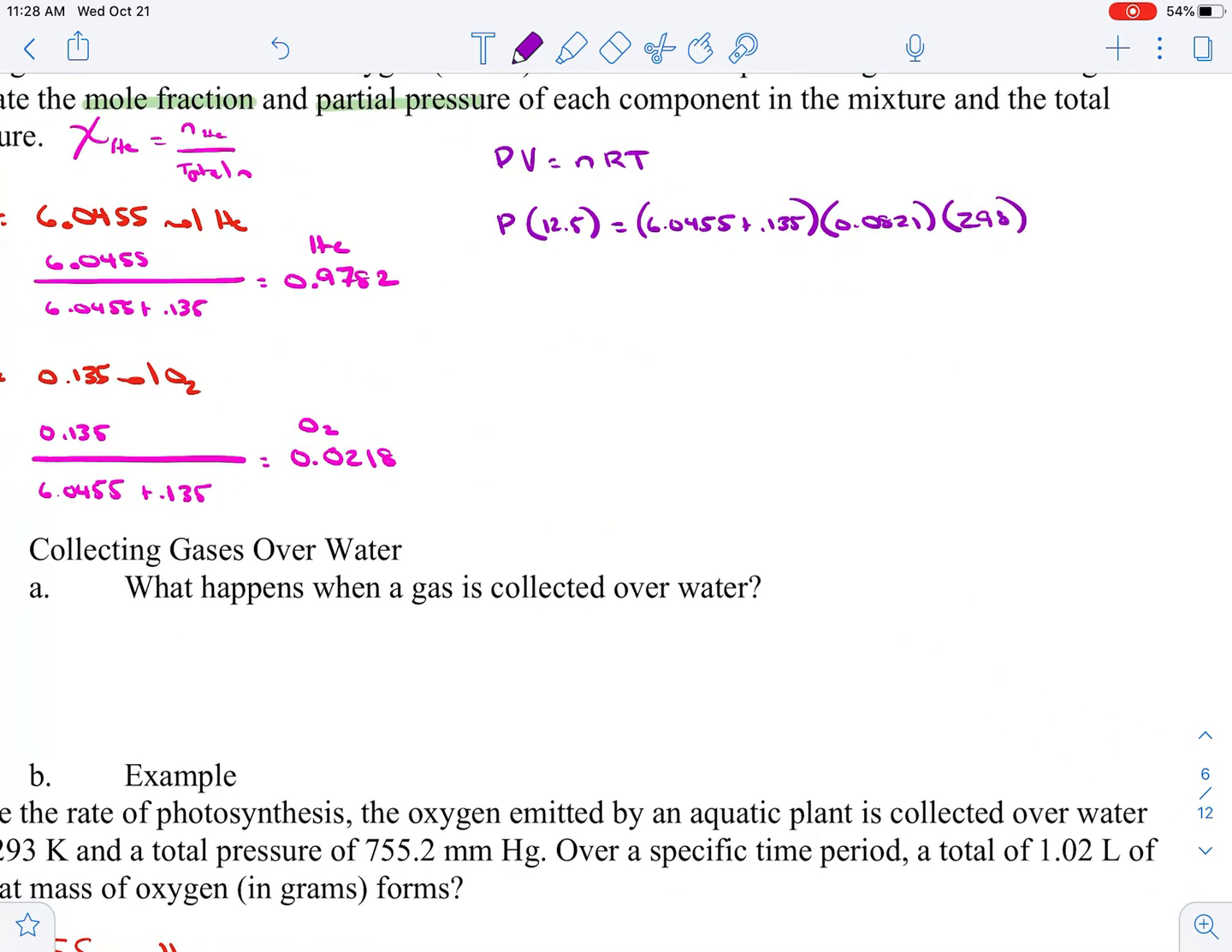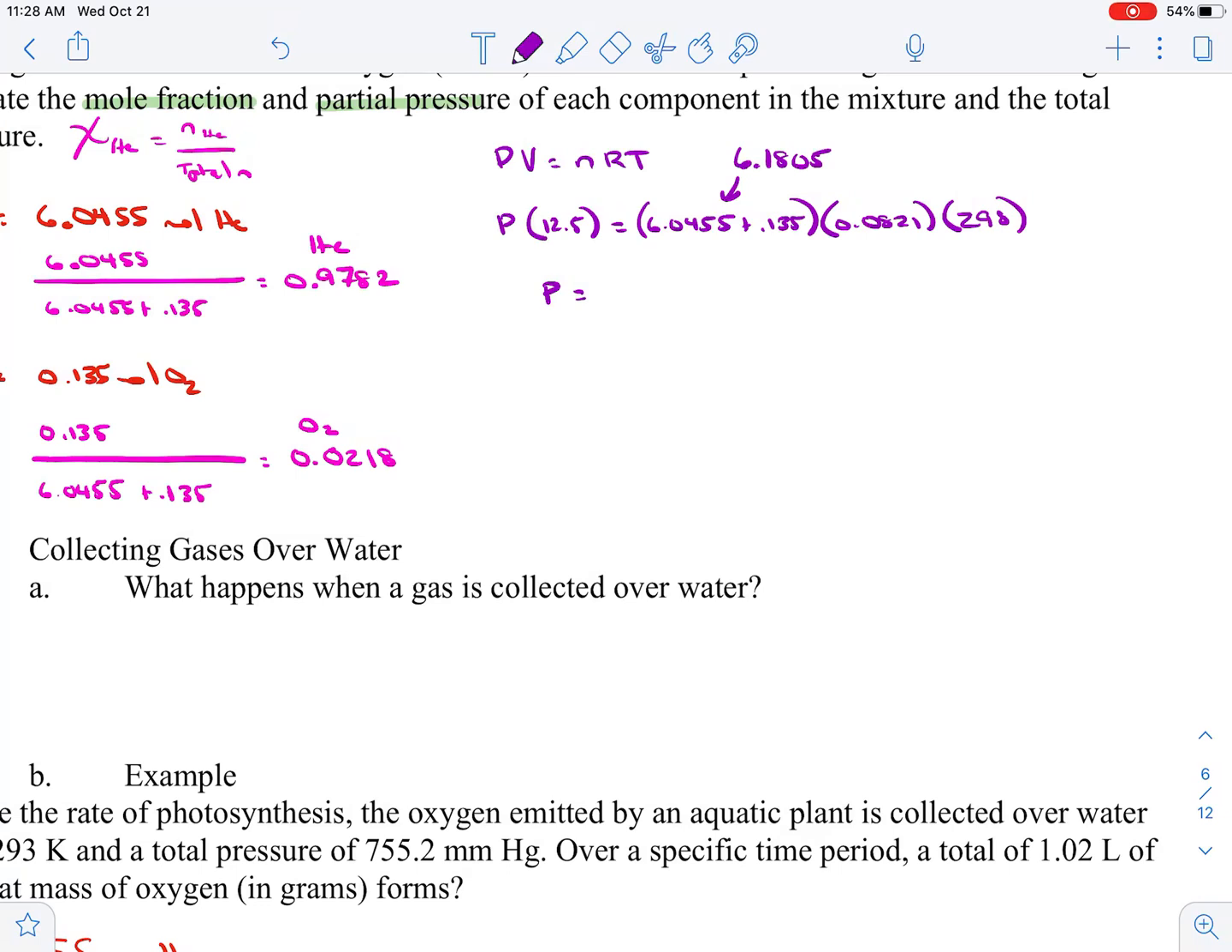All right, and this is going to tell us our total pressure of the system. So P is going to be equal to, all right, and this pressure right there, 6.1805 times 0.0821 times 298. And then we're going to divide that by 12.5.